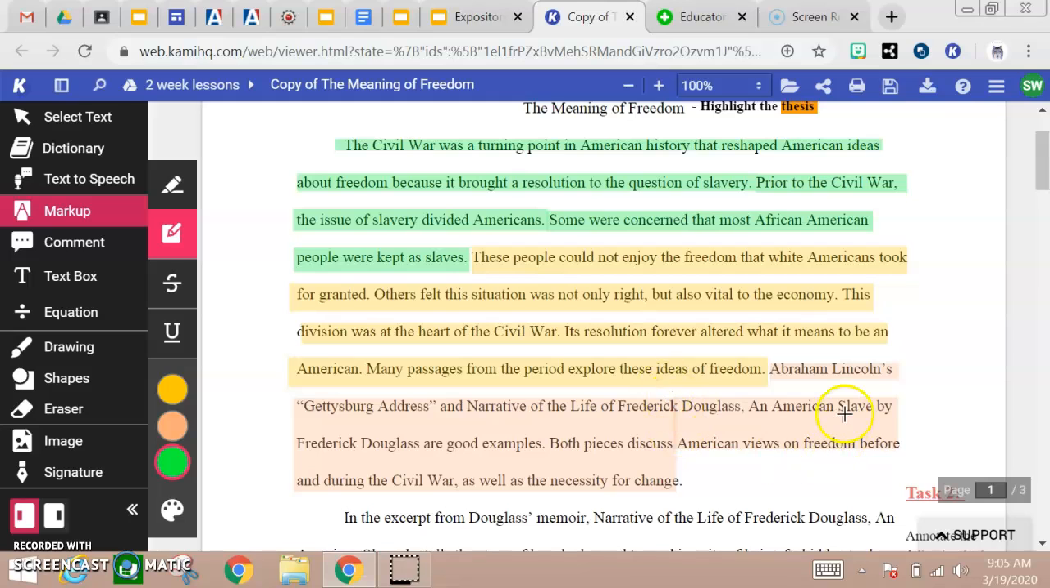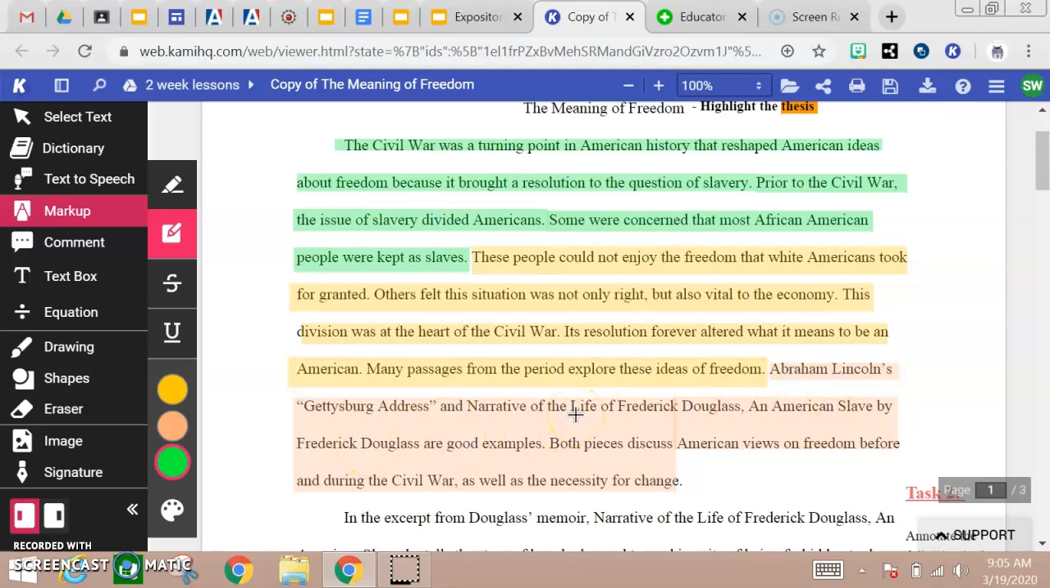So, for example, this says Abraham Lincoln's Gettysburg Address and A Narrative of the Life of Frederick Douglass, an American Slave by Frederick Douglass are good examples. So obviously, that tells me as the reader that they are going to use the Gettysburg Address and the Narrative of the Life of Frederick Douglass to inform the reader about how the resolution forever altered what it means to be an American. So again, they told me what they're going to do.